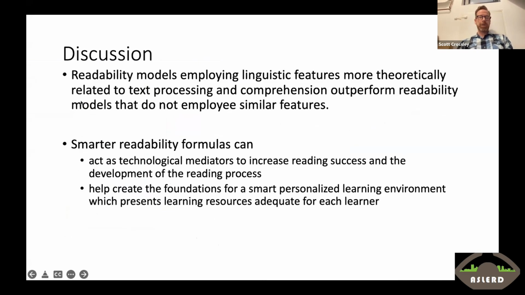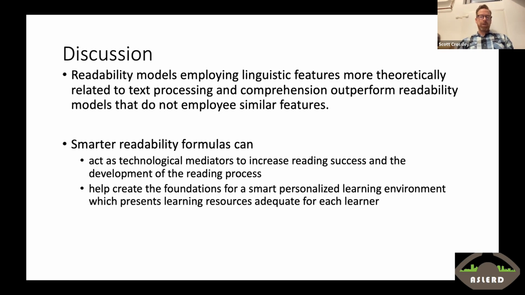Hopefully, it gives us some evidence that readability models that employ linguistic features that are more theoretically related to what text processing is supposed to be in comprehension from a cognitive perspective outperform readability models that do not employ similar features. So these newer formulas perform better in the wild than traditional readability formulas like Flesch-Kincaid.